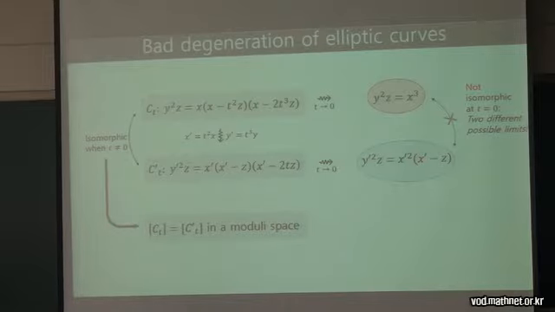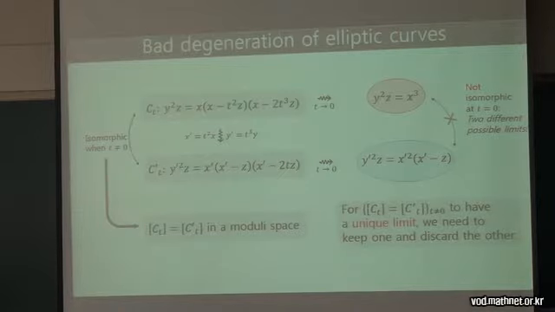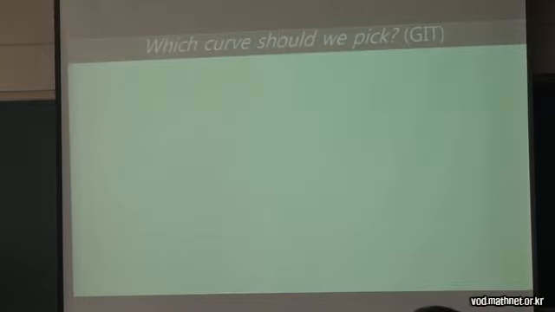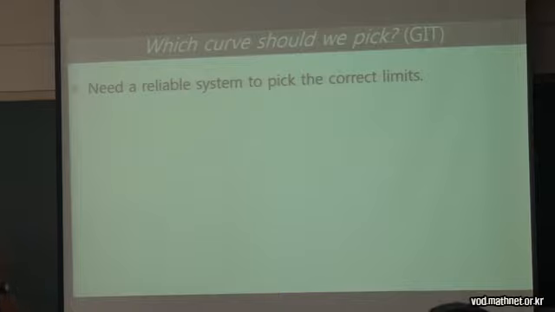So this is what I've been saying. ct and c prime t are the same points in the moduli space, but the limits are not the same. So if you want to have a unique limit property, then we need to keep one and discard the other. So the problem is, what is the correct curve to pick? We need a reliable system to pick the correct limits, whatever correct means. And that's provided by Mumford's GIT.